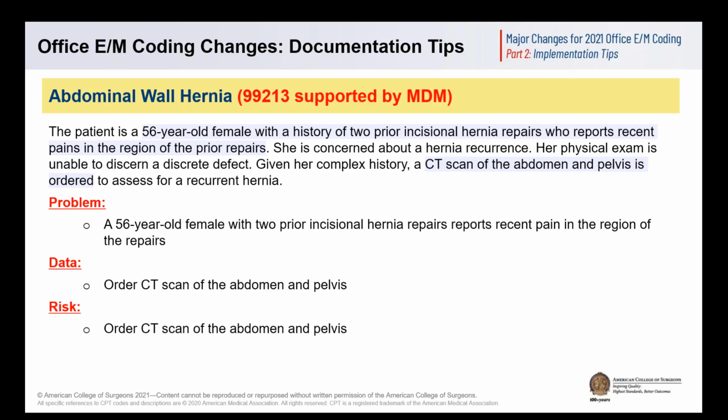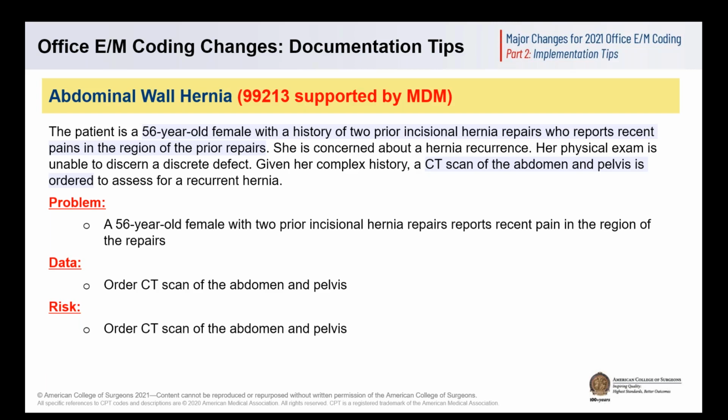And the new E&M coding does not prevent the need to document physical exams. So a physical exam is performed and documented, and the surgeon doesn't identify a discrete defect and decides that a CT scan of the abdomen and pelvis is necessary to further evaluate the patient, so orders that.